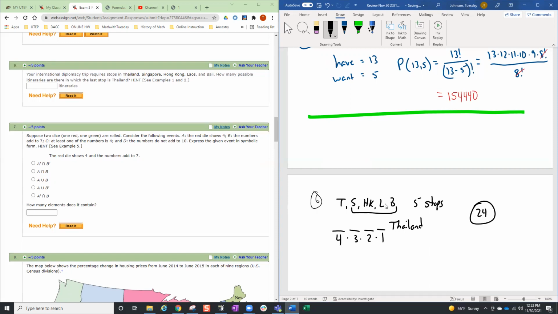Now, it changes depending on how many they tell us that we have to start with or end with, or how many stops there are in between.